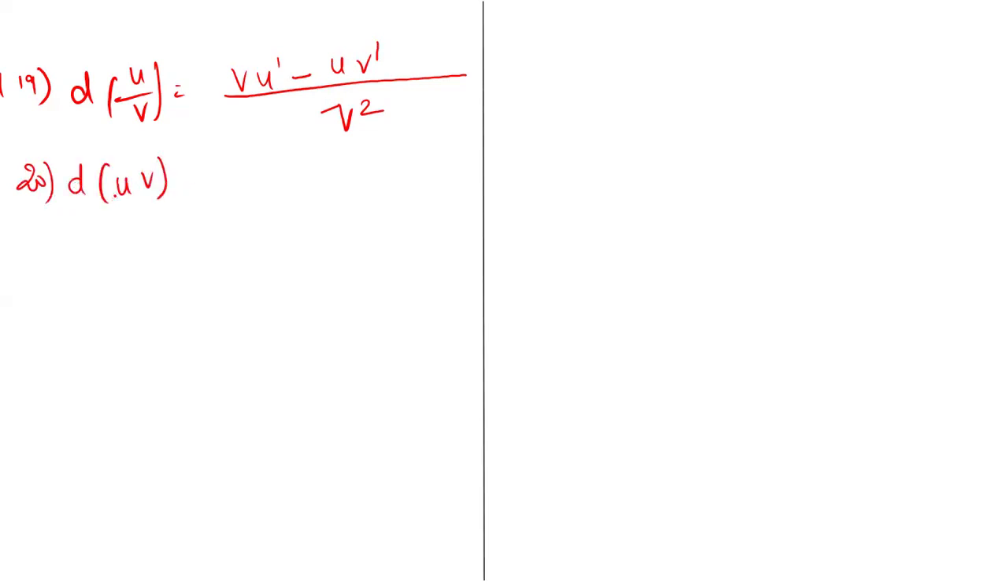u multiplied by v. If two terms are in multiplication, it is u v dash plus v u dash. You can extend this formula as much as you can.